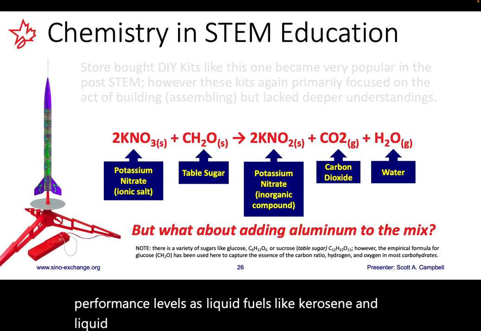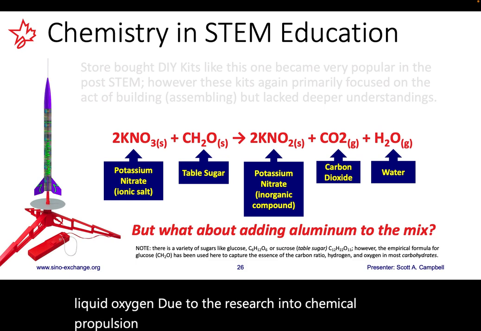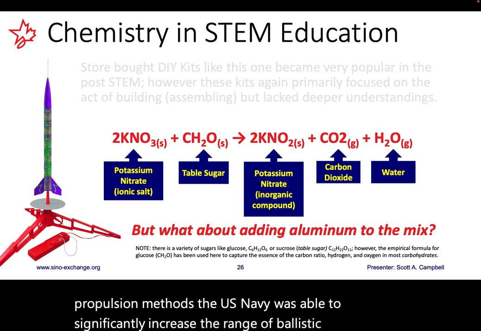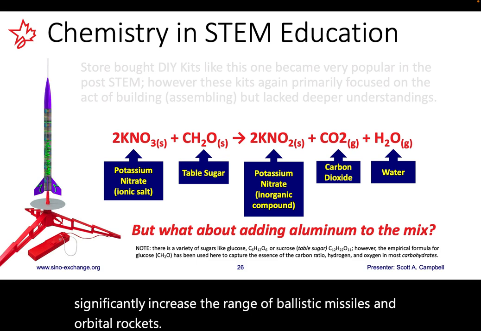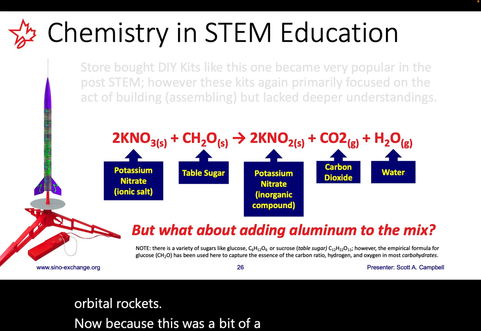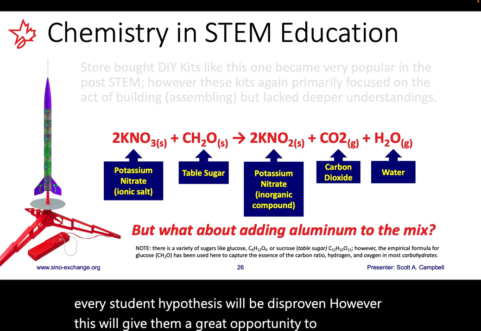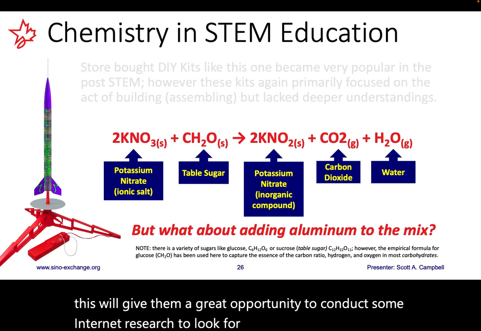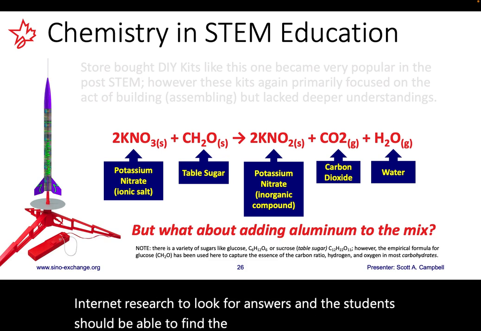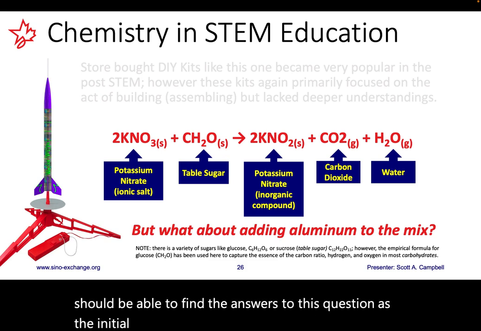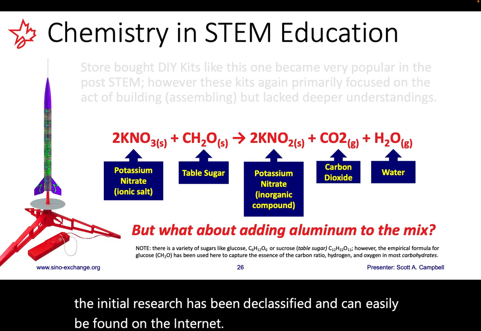Due to the research into chemical propulsion methods, the US Navy was able to significantly increase the range of ballistic missiles and orbital rockets. Now, because this was a bit of a trick scenario, almost every student's hypothesis will be disproven. However, this will give them a great opportunity to conduct some internet research to look for answers. And the students should be able to find the answers to this question as the initial research has been declassified and can easily be found on the internet. But what about testing such a hypothesis?